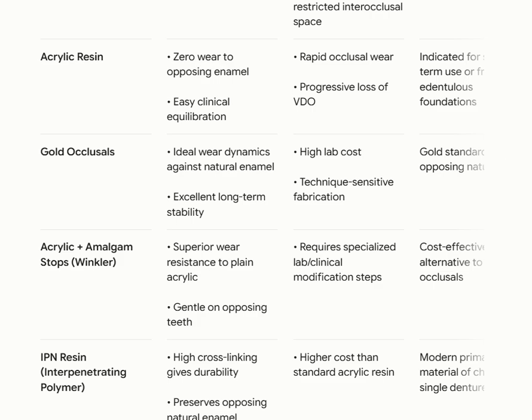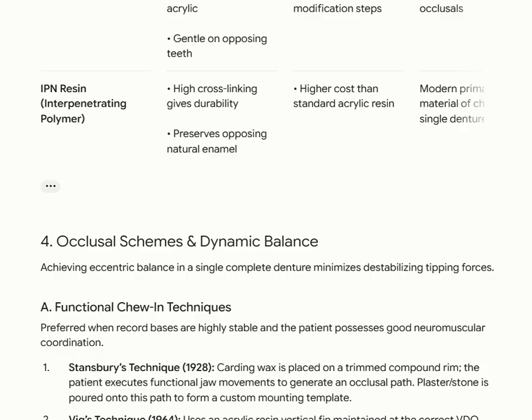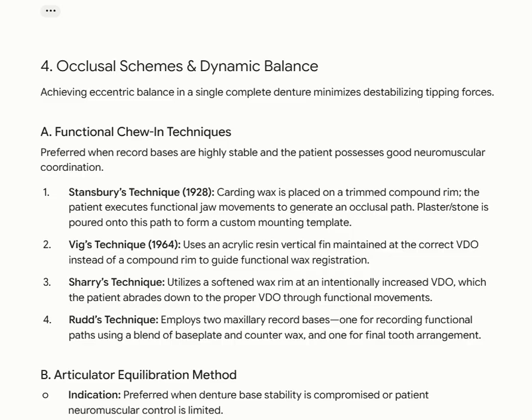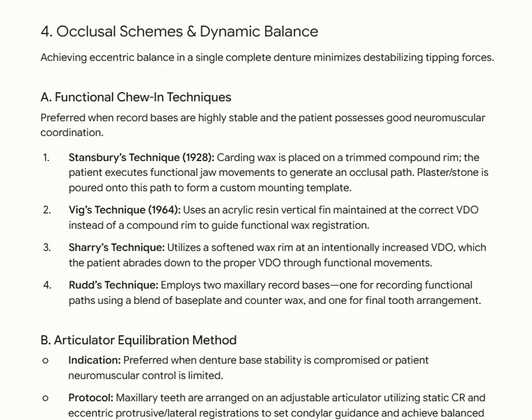Achieving eccentric balance in a single complete denture minimizes destabilizing tipping forces. A. Functional chew-in techniques. Preferred when record bases are highly stable and the patient possesses good neuromuscular coordination. Stansbury's technique, 1928: carding wax is placed on a trimmed compound rim. The patient executes functional jaw movements to generate an occlusal path. Plaster or stone is poured onto this path to form a custom mounting template.